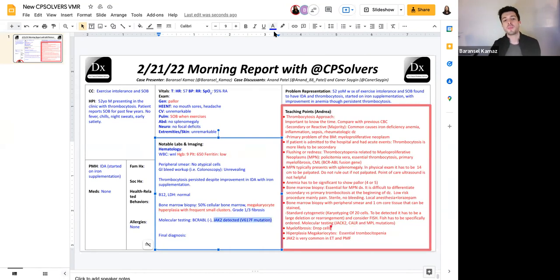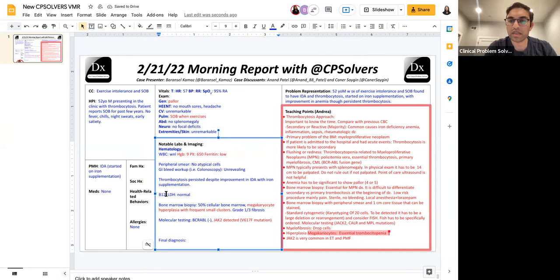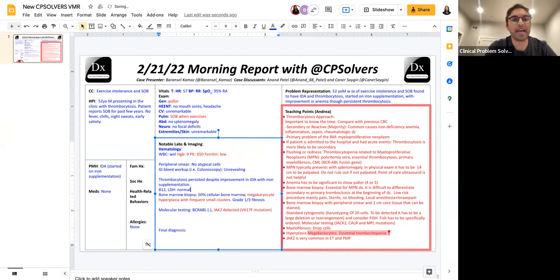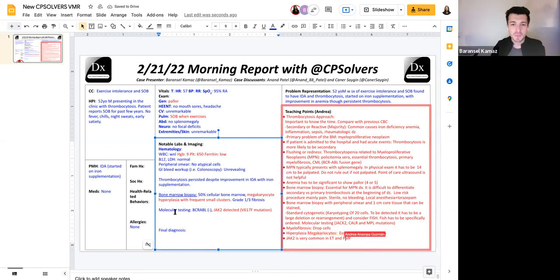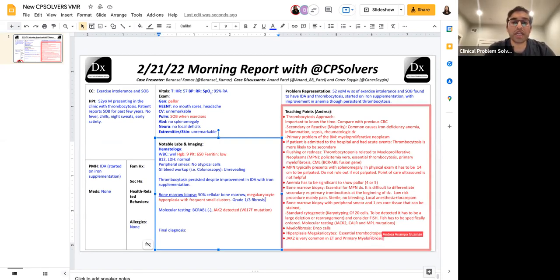My question is, for cytoreductive therapy, what is the cutoff for saying that this patient needs some kind of cytoreductive therapy to reduce platelet count? Barancel, if you don't mind me asking, did the bone marrow biopsy final diagnosis, did the pathologist say whether they thought it was essential thrombocytosis versus primary myelofibrosis? Let me check it in real time just to make sure. And the reason I ask, Barancel, is it's incredibly important. Yeah, ET. Okay.